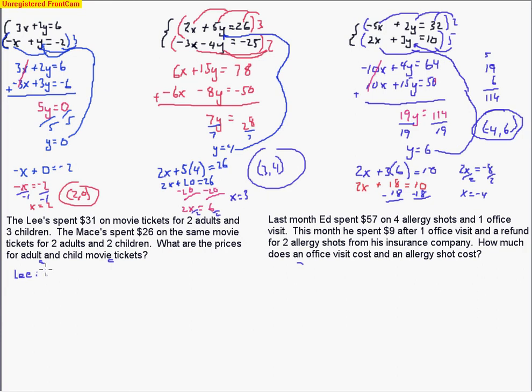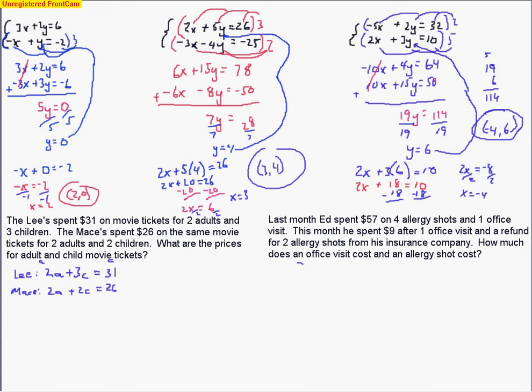So let's take a look at the Lees' equation. It's just 2 adults, so 2A, plus 3 children, 3C, equals $31. Now the Maces have a different equation. They still have the same number of adults, 2A, but they only have 2 children, so 2C, and that's why it costs less money, $26. So now we've got our 2 equations.